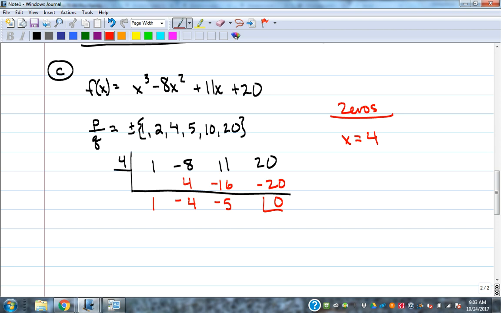What does it make this? Every time I do synthetic division, it does what to the degree of the polynomial? Lowers it by how many? 1. So it makes it an x squared problem. So this is really x squared minus 4x minus 5, a quadratic.